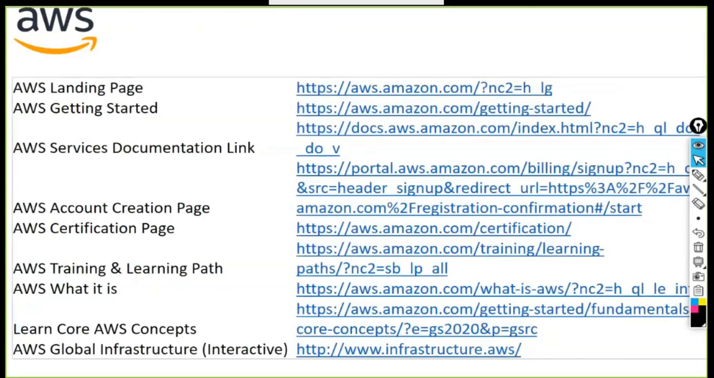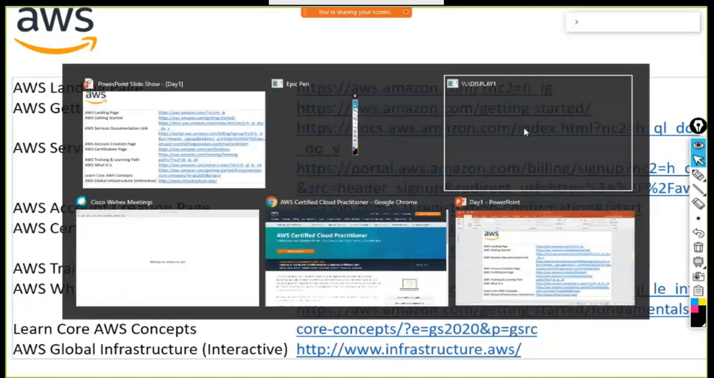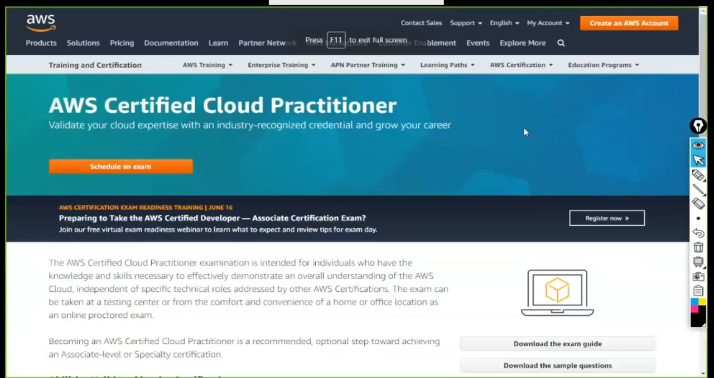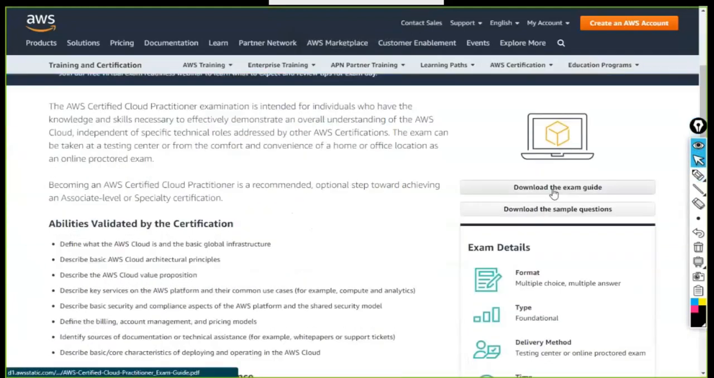Now, before I go to the last slide, I just want to take you on a tour of this. AWS Certified Cloud Practitioner is the first certification that we appear for. You can schedule your exam here, download the exam guide, and download the sample questions, to see how the questions will be.